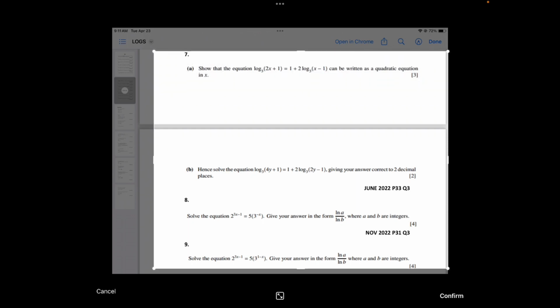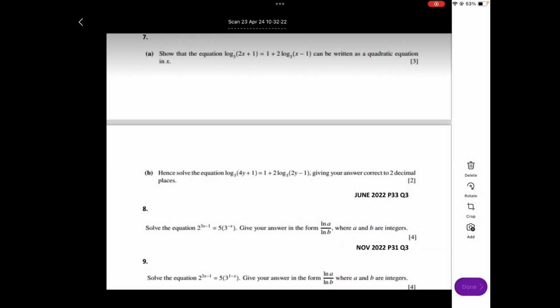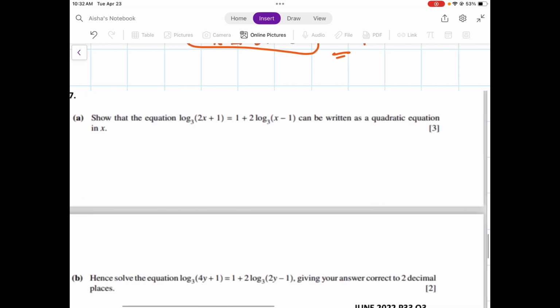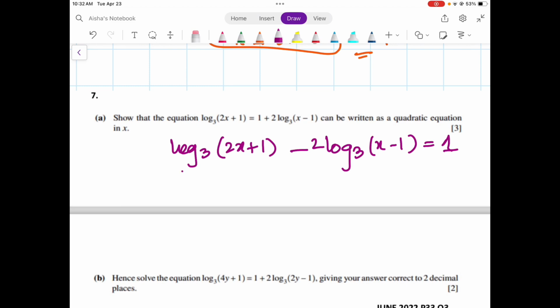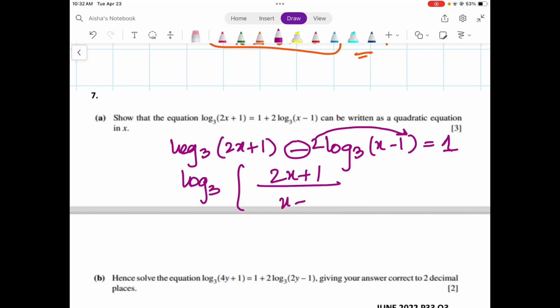The 7th is also a very nice question. Show that the equation log 3, taking the logs to the other side, taking log 3 common out, 2x plus 1, minus changes into division, 2 will become the power. Only then you can take common out. Base to the power.